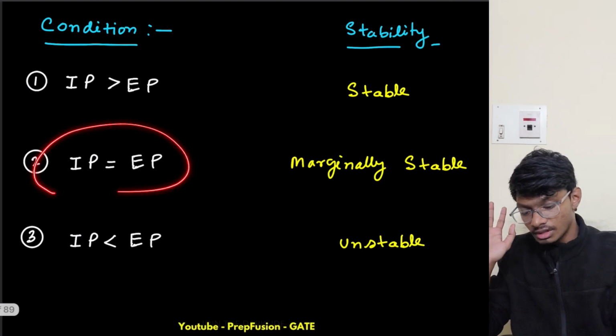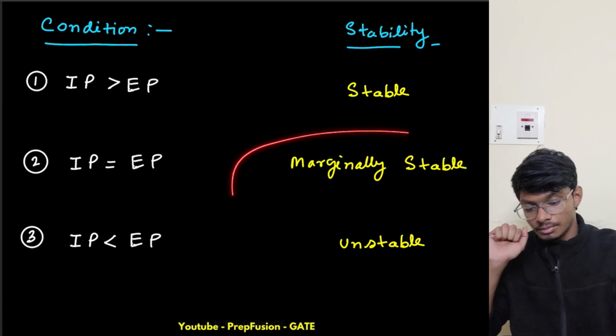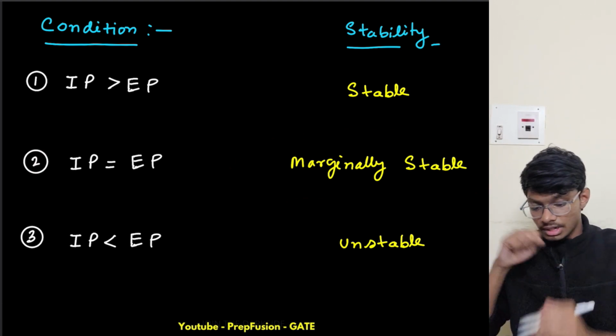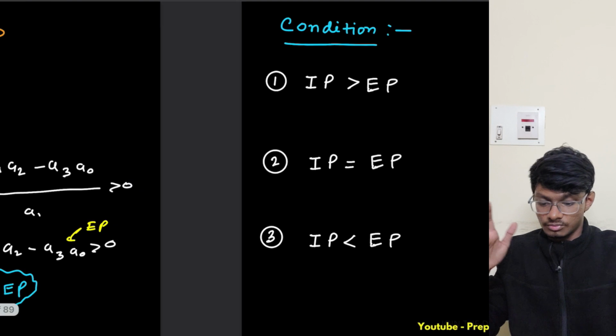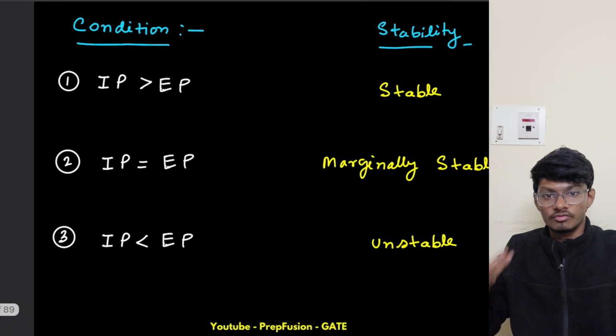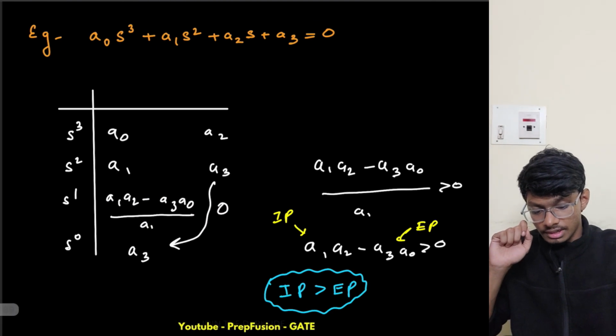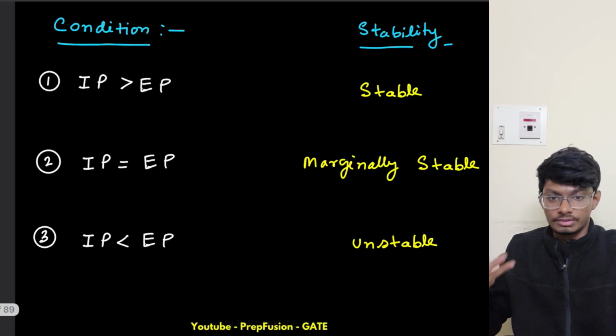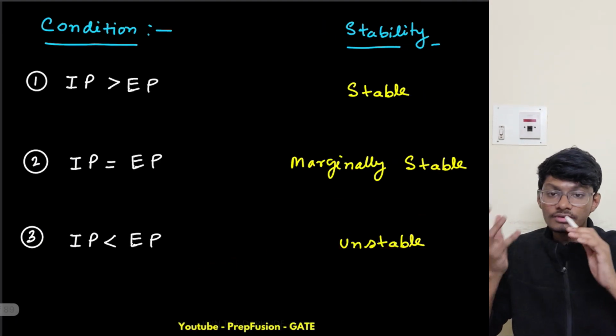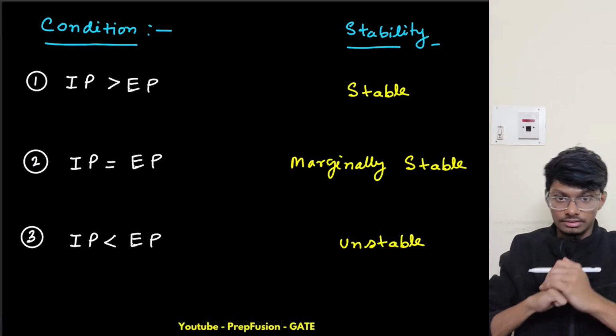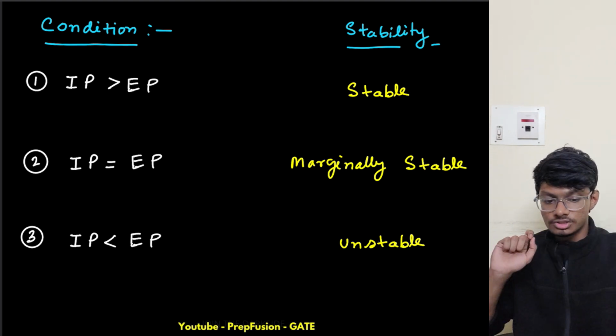That's why if the internal product equals the external product, my system becomes marginally stable, and if the internal product is greater than the external product, the system is stable. And obviously the last case, if this is less than 0, then what will happen? My system will become unstable. I will have poles in the right half plane of the geometric axis, right?